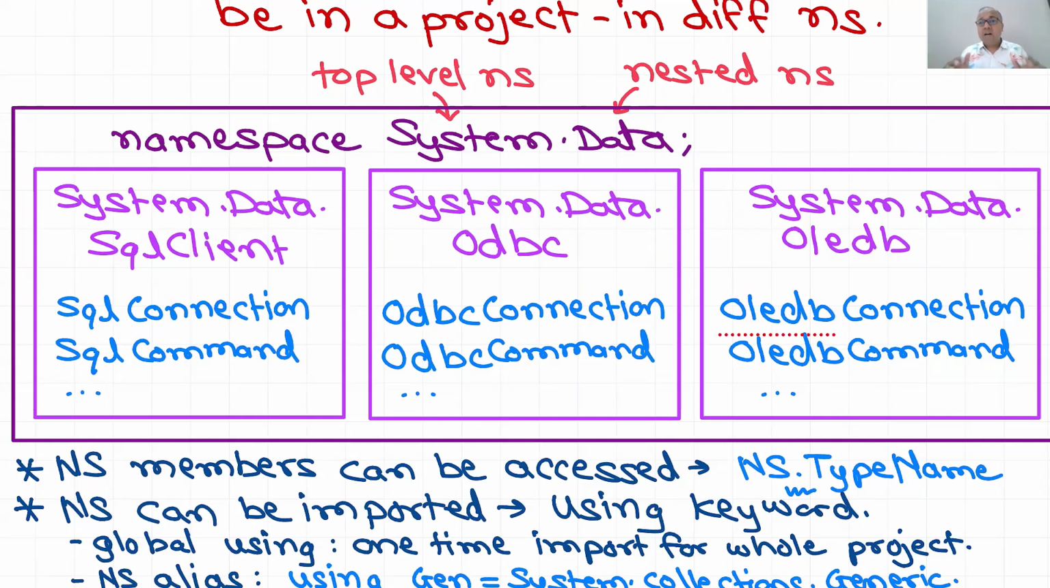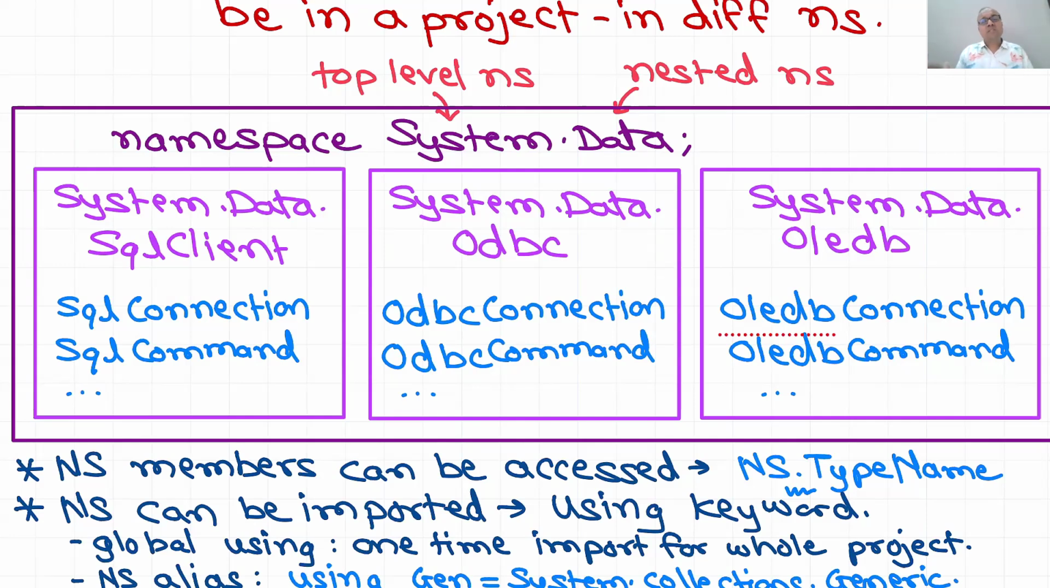But at this moment, I want to tell you that over here, System is a top level namespace. Below that, we have a Data namespace. And under the Data namespace, we have three namespaces. One is SqlClient, another is Odbc, another is OleDb. And they are useful for connecting to different types of databases. In this way, my code can be a bit more organized.